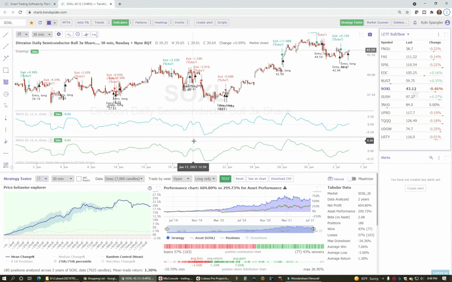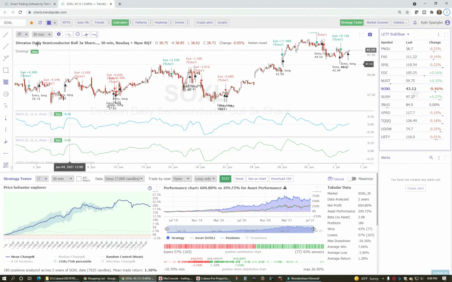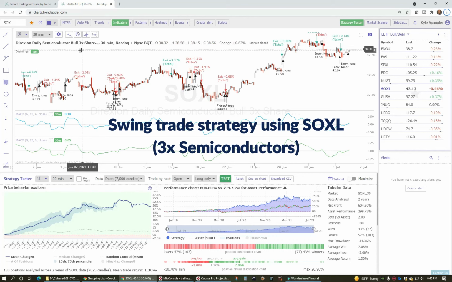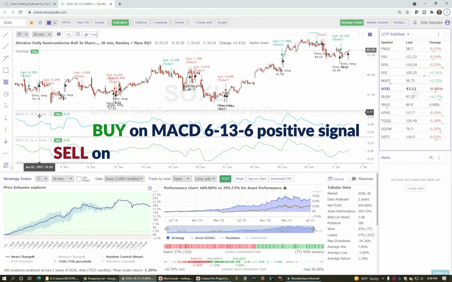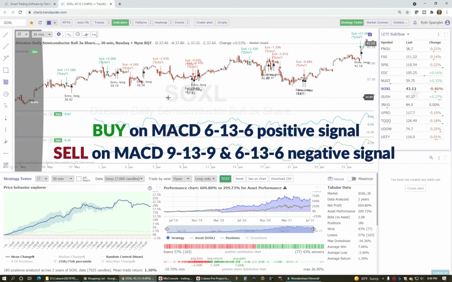So what I want to show you here is what happens to one strategy when I added a trailing stop loss to it. So I've set up a strategy using SOXL, which is a 3x leverage ETF on a semiconductor index. And it's based on the 30-minute time frame. We're using the MACD. And what we're going to do is enter a trade on the 6, 13, and 6 when that turns positive. And then we're going to exit a trade on the 9, 13, and 9 and the 6, 13, and 6 MACD turning negative. So those are the only signals involved with this strategy.